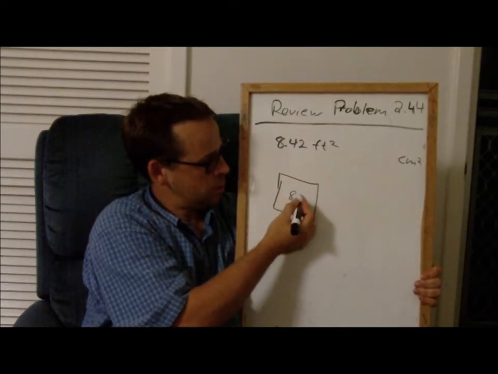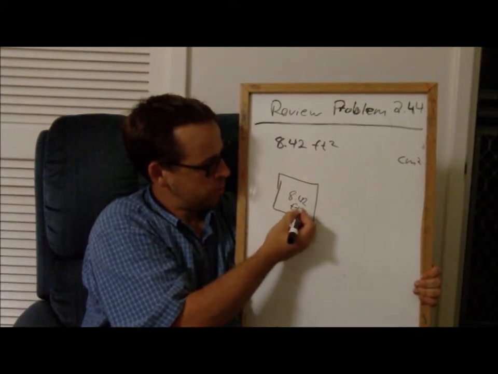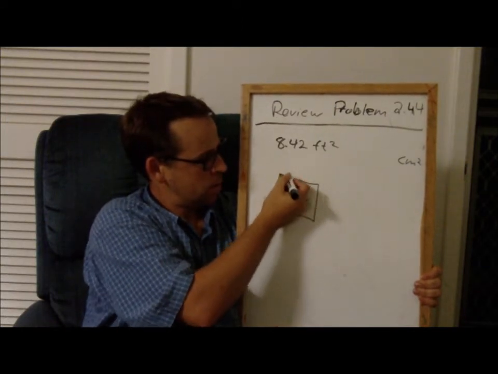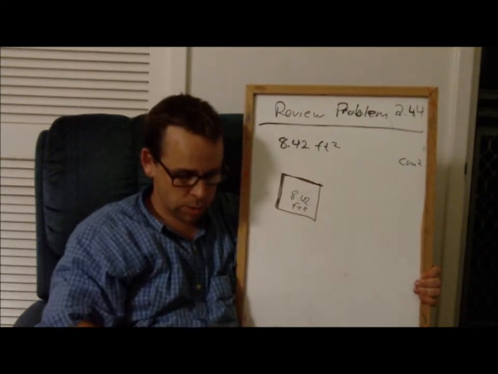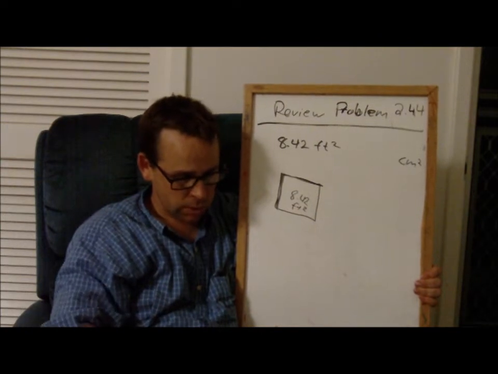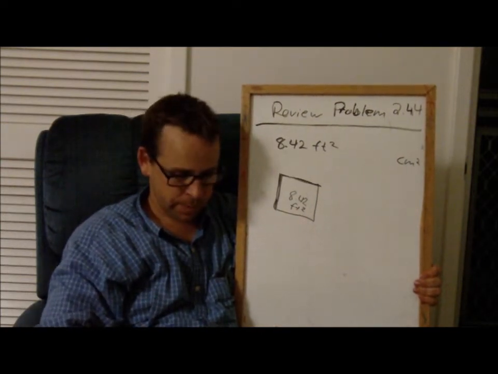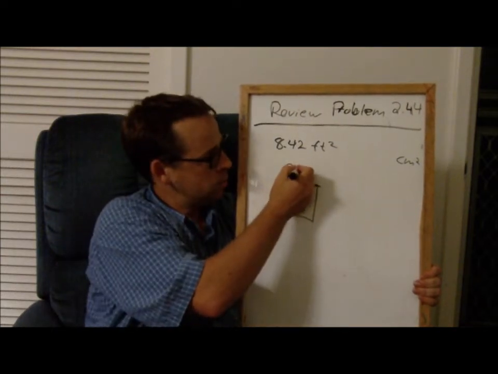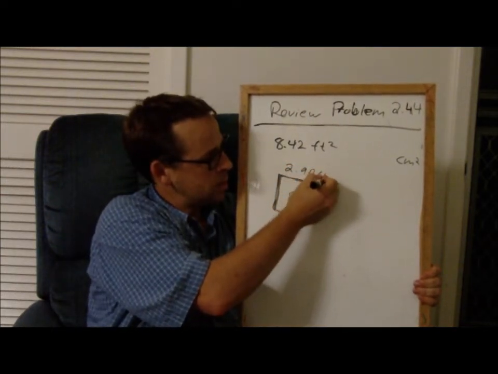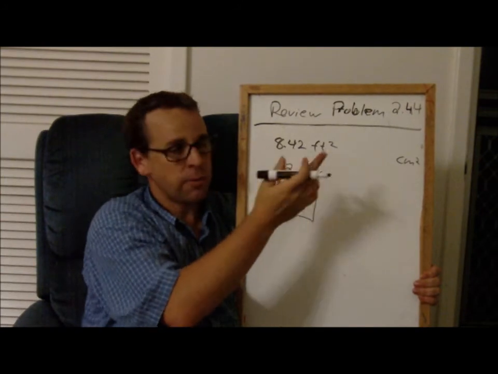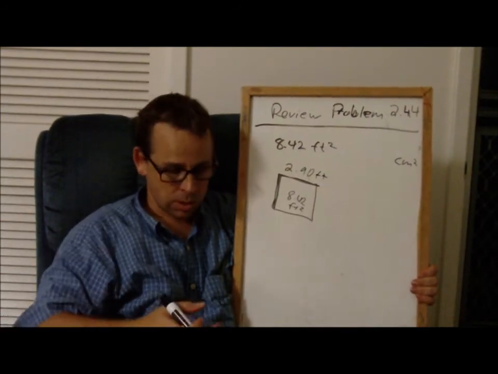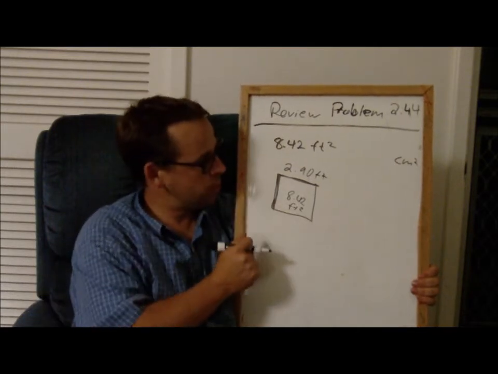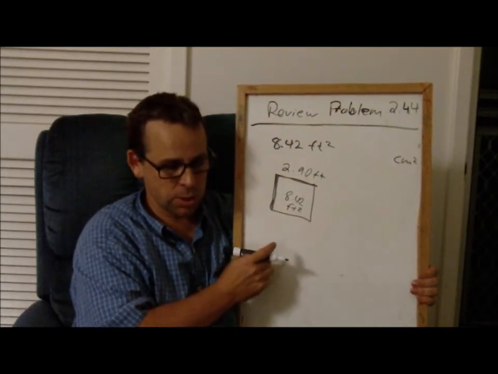Say this is 8.42 feet squared, and I try to find the length of that distance right there, which is the square root of 8.42. So that's 2.90, and that's in feet. Now I can convert that feet to centimeters. First I can convert it to inches, multiplying it by 12.